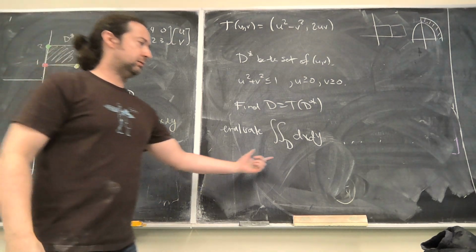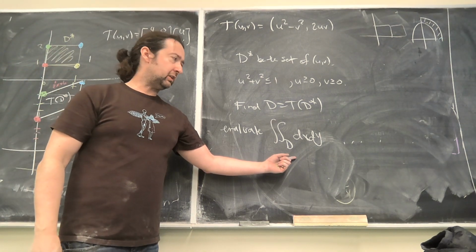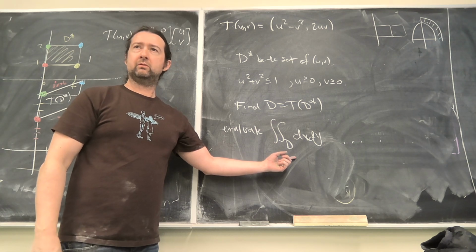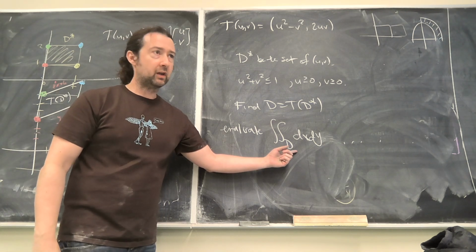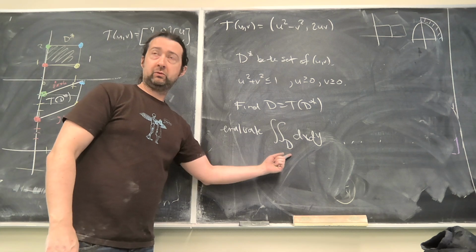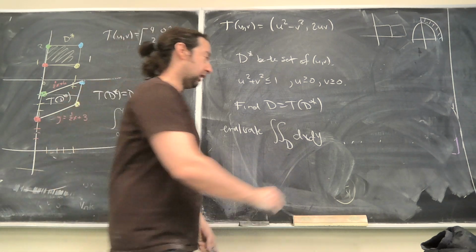What is this, by the way? The double integral over D of dx dy, what does that represent? There's no function in here, so this is an area. If I integrate over a region with no function, I'm just calculating the area. So this is the area of D.